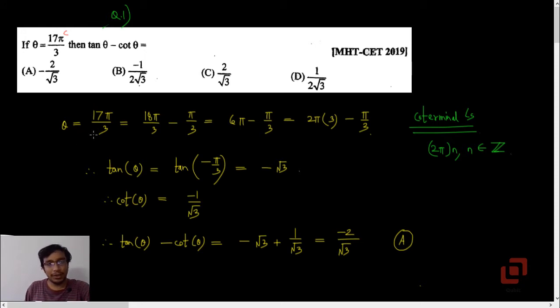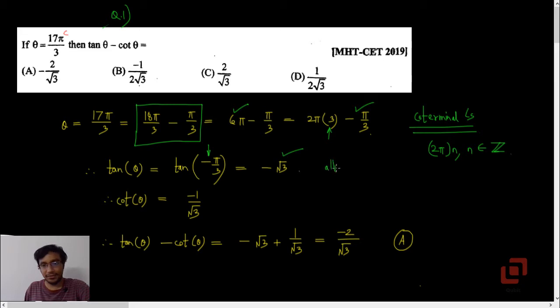So we would now like to reduce our angle to an angle which is coterminal with that, but which is in the range 0 to 360 or 0 to 2 pi. Okay, 17 pi by 3, write it as 18 pi by 3 minus pi by 3. But 18 pi by 3 is 6 pi, which is an integral multiple of 2 pi. So 17 pi by 3 is coterminal with negative pi by 3. So tan of theta will be tan of negative pi by 3, but tan of minus theta is minus tan theta, right? So that will be minus tan 60 or tan pi by 3, which is root 3.